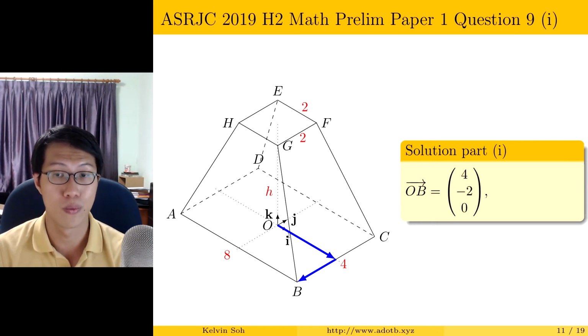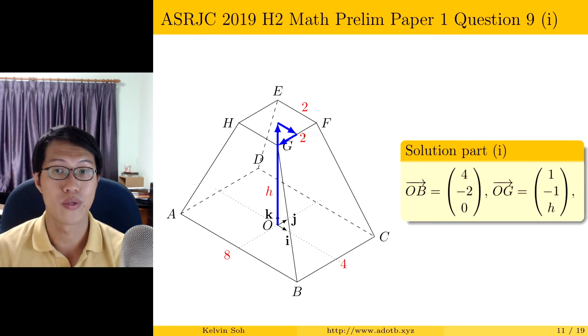To travel from O to B, as marked out over here, we will first travel half of this distance. Half of 8 is 4 units along the i direction, and then half of this distance, 2 units in the opposite direction of j. This gives us the vector OB equals 4 along i and minus 2 along j. Next, we want to get OG. So we travel from O upwards, which is h units, so h in the k direction, followed by half of this, 1 unit in the i direction, and minus 1 unit in the j direction.